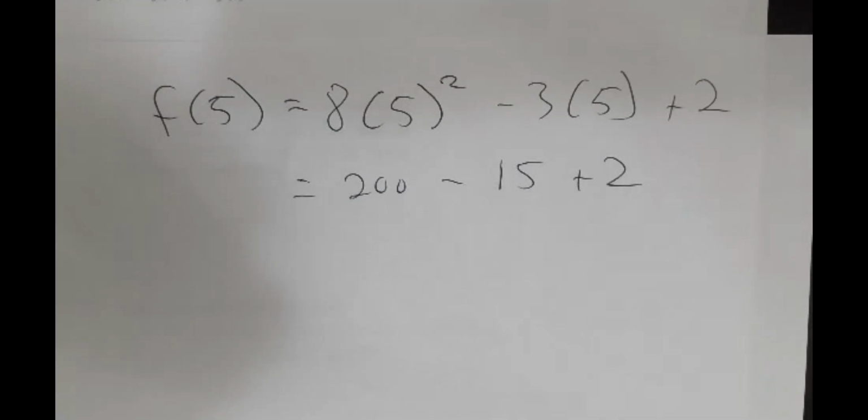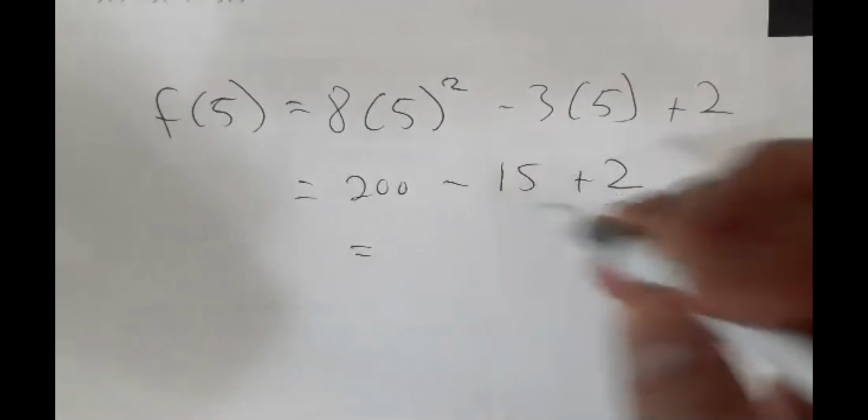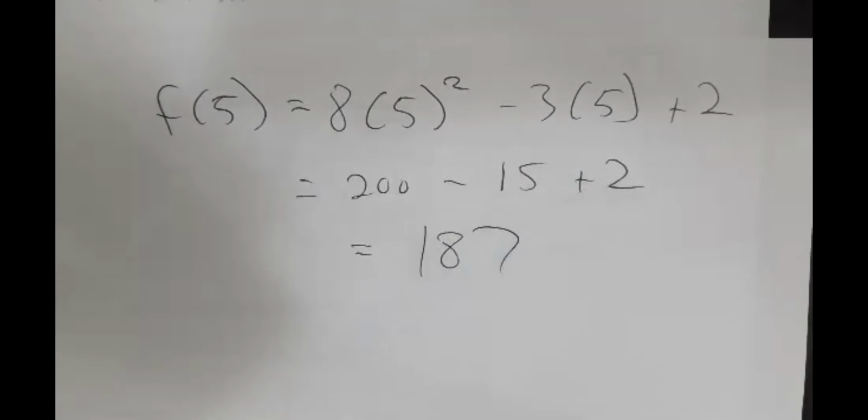I hope these are sort of a review. We've done evaluating functions. We've done evaluating functions at a value. And if we do this, this is 187, I believe? Is that what I'm getting? Yeah. So f of 5 should look like that.